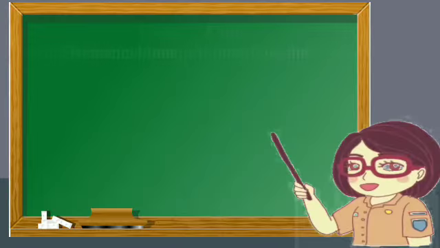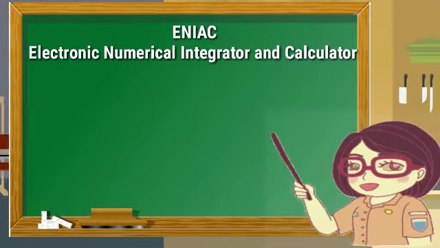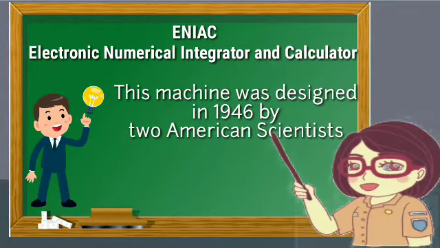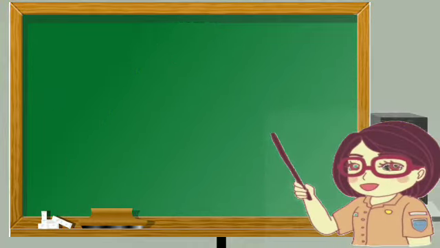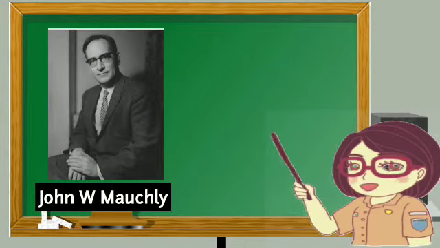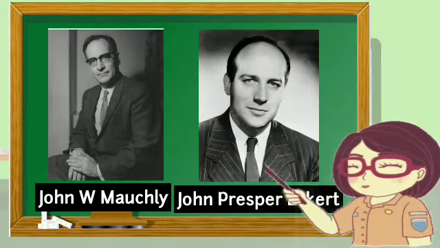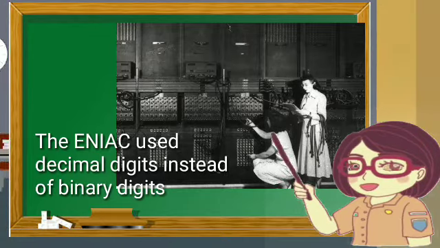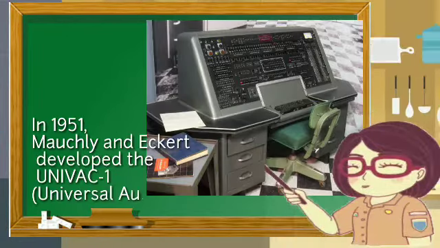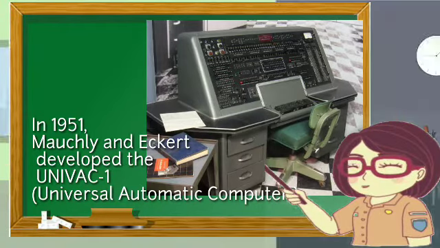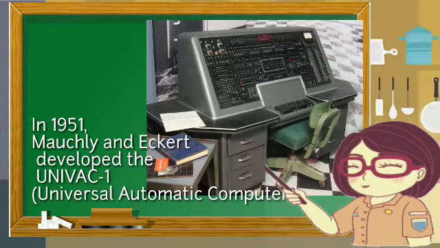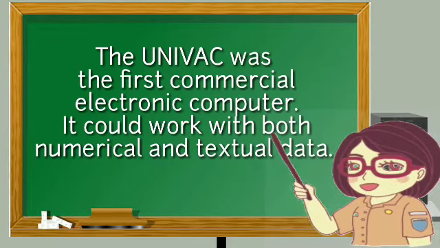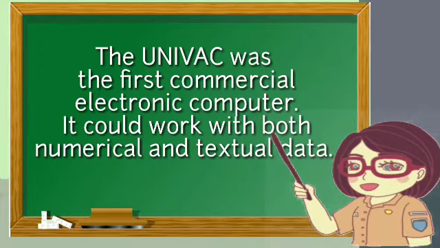And now, I will tell you about the ENIAC and UNIVAC. ENIAC is short for Electronic Numerical Integrator and Calculator. This machine was invented in 1946 by two American scientists, John W. Mauchly and John Presper Eckert. The ENIAC used decimal digits instead of binary digits. In 1951, Mauchly and Eckert developed the UNIVAC 1, or Universal Automatic Computer. The UNIVAC was the first commercial electronic computer. It could work with both numerical and textual data.